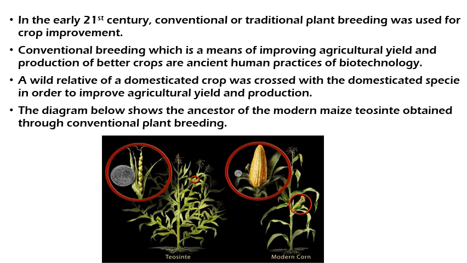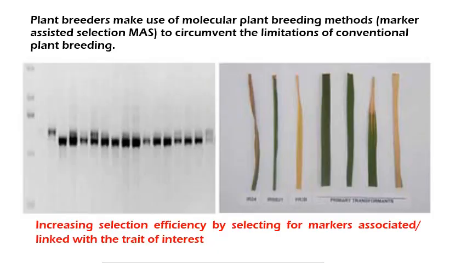Because you have to do a lot of backcrossing to make sure that the gene is integrated into all cells of the plant. And lastly, it's a natural process. We are crossing the crops naturally. Of course, this came about from the work of Gregor Mendel, who is regarded as the father of genetics. But these days, plant breeders make use of molecular breeding methods or marker-assisted selection to circumvent the limitations of conventional plant breeding.